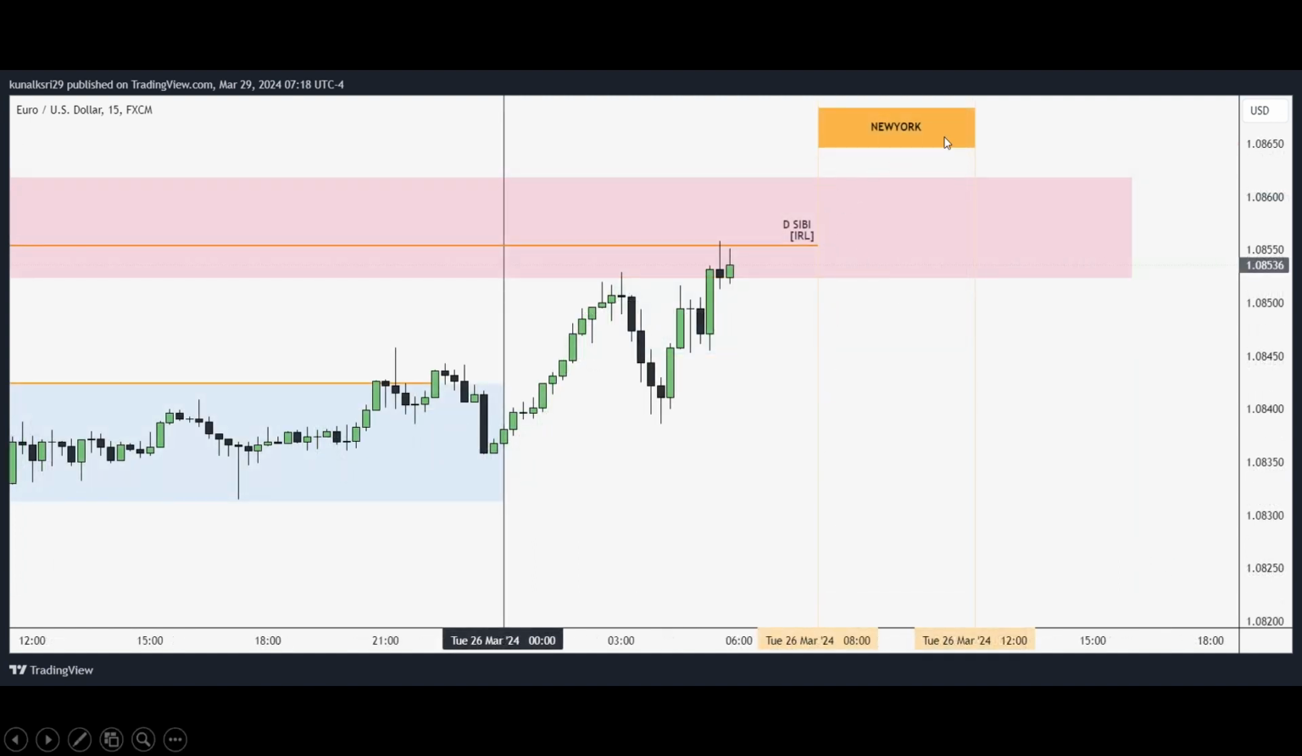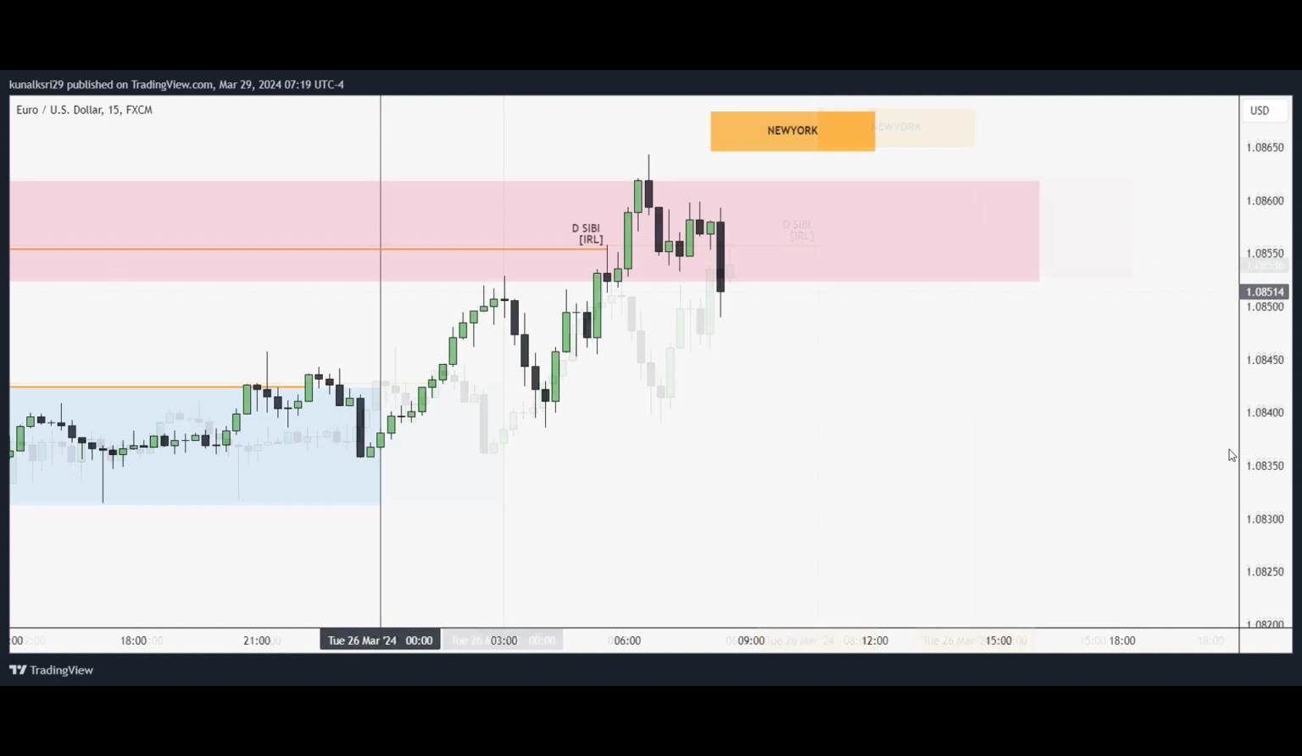So this is basically my bread and butter time period where I look for the setup: New York 8 a.m. to 12 a.m. New York time, EST, okay. So I'll wait for the market to come into this window. If the market comes in this window of time, then I'll look for the setup.